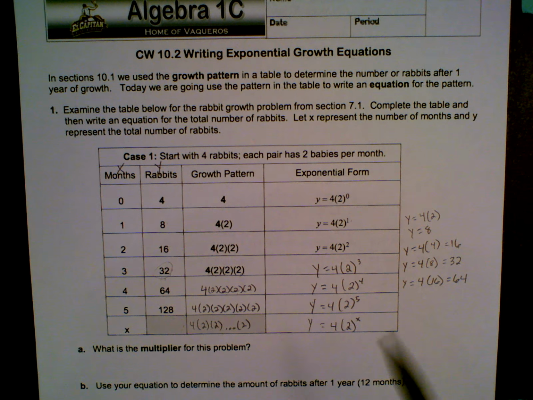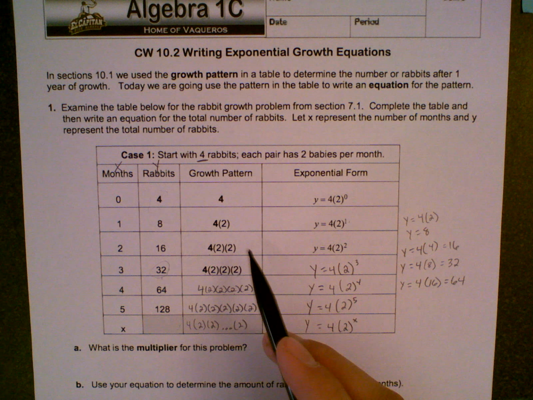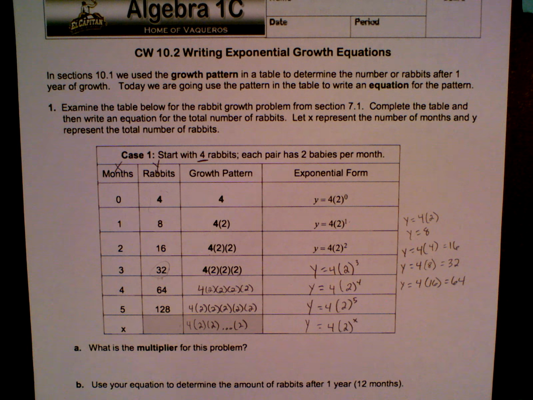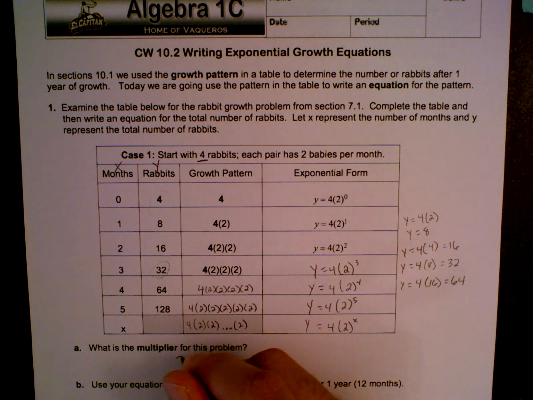What goes in the parentheses is called our multiplier. So notice, what is the multiplier for this problem? Remember, each time we're multiplying it by 2. We talked about that yesterday. So our multiplier is going to be 2.